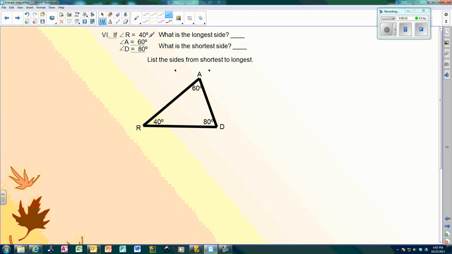If the measure of angle R is 40, the measure of angle A is 60, and the measure of angle D is 80, what is the longest side? Well, since 80 is my largest angle, I look across and I see that this is the largest, or longest. And then I do the same thing for the shortest. Since this is the smallest angle, you look across and that is your smallest.